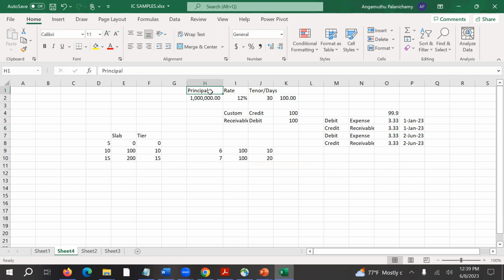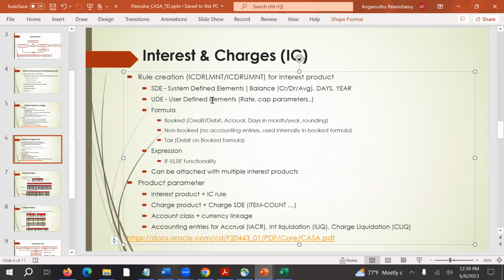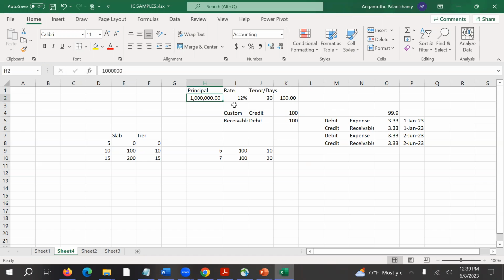All these things have to be stored in some variable, because if I take PL/SQL, everything is a variable. You declare a principal variable, rate variable, tenor variable, right? So these things have to be defined as variables. What FlexCube does is give you predefined variables. That is called system defined elements. These variables we call system defined elements. The balance is taken from the customer account, right? You cannot input the balance. The balance has to be taken automatically.